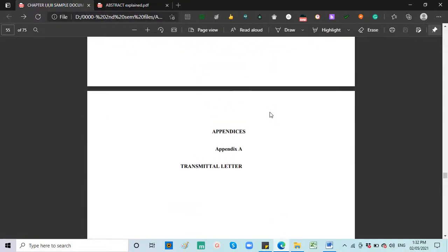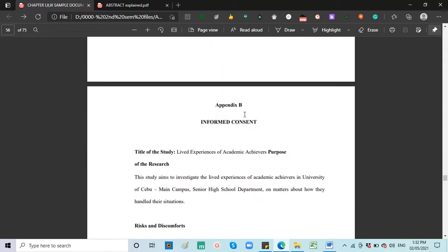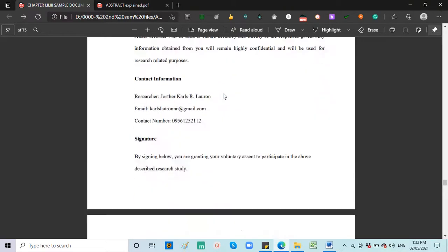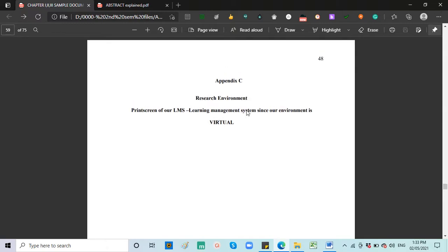And then after that, appendices would follow. Appendix A is the transmittal letter. Yes, the transmittal letter can just be a screenshot, so long as the signature is there. After the transmittal letter is your informed consent; put a copy of your informed consent letter. Then Appendix C is your research environment. You can just print our LMS. It's virtual, but if it's Google Classroom, go ahead.